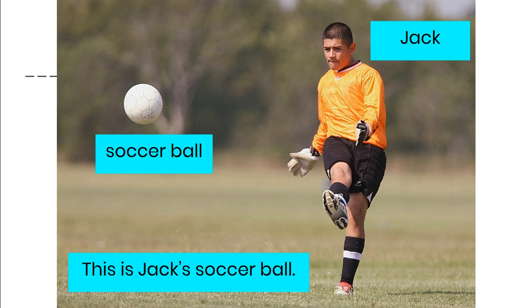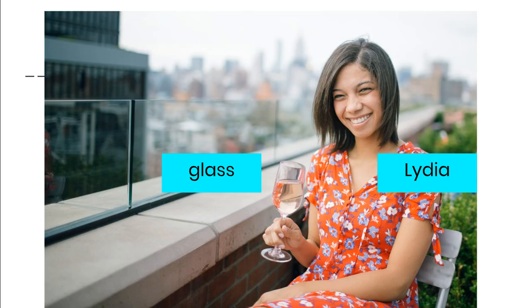Good. You should have written something like, this is Jack's soccer ball. Notice that after the name Jack, we have the apostrophe and the S. Let's try another. Here we have a picture of a woman named Lydia, and she is holding a glass. The glass belongs to Lydia. So go ahead and write down a sentence that shows the possession of the glass. You can pause your video and start it when you're ready to check your answer.